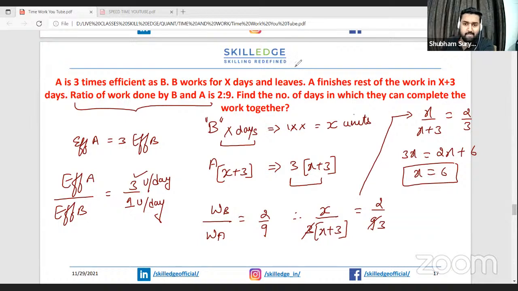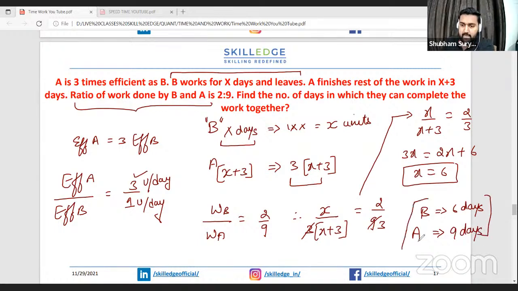Now, what is X? X is the number of days that B works for. So B has worked for X days. It means we can say B has worked for a total of 6 days, guys. And then he left. And if I talk about A, the person A has worked for X plus 3, it means 6 plus 3, which is going to be 9 days. Now let's see. B has worked for 6 days and the person A has worked for 9 days.